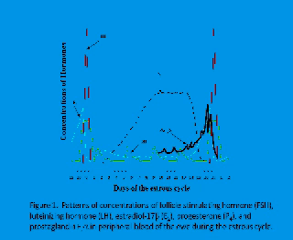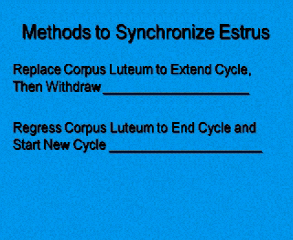Now, having told you those patterns, I want to ask you a couple of questions. If we know what those patterns are and how those hormones work, which of these hormones would we use to replace the corpus luteum and then withdraw it to allow estrus to occur? Anybody? You have to be more responsive than my students in the university.